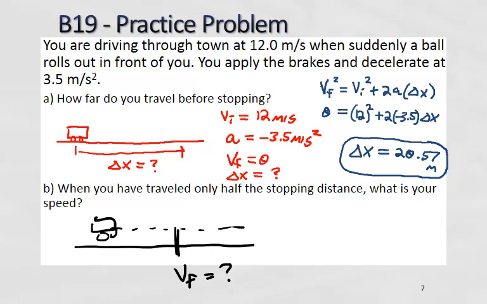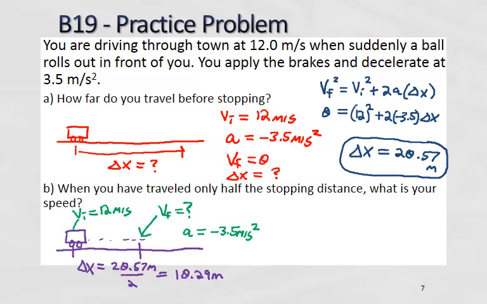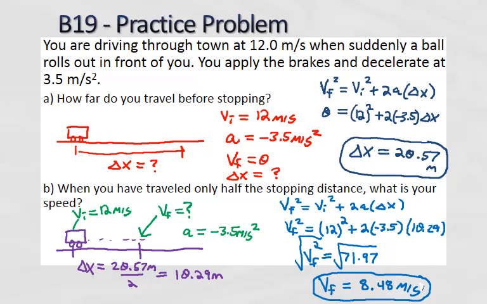Now you have the same v initial, you have the same acceleration, and your delta x now, however, is halfway, which is 20.57 divided by 2, 10.29 meters. So go ahead and pause the clip and give this a try, and when you're ready to check, you can hit play to continue. Okay, so we should get 8.48 meters per second as the speed halfway.